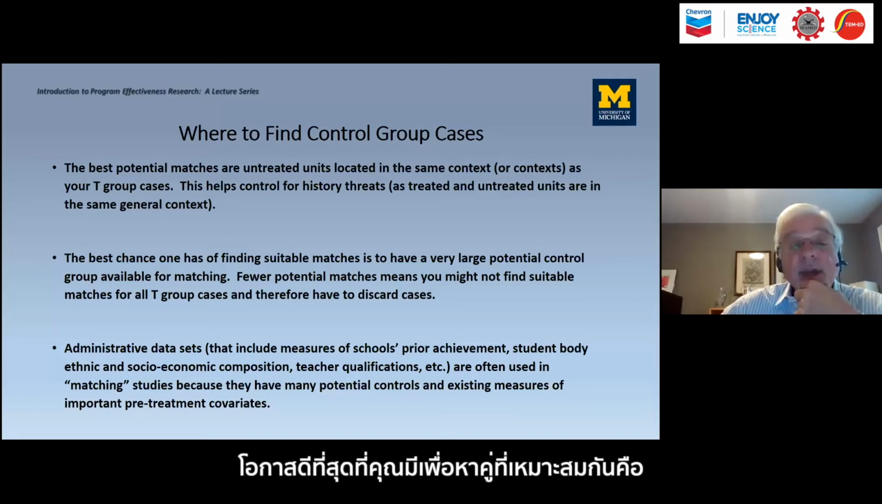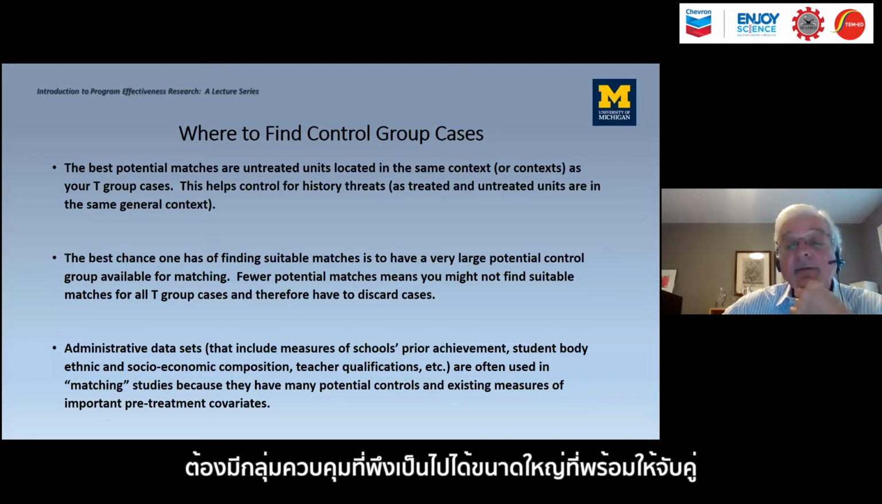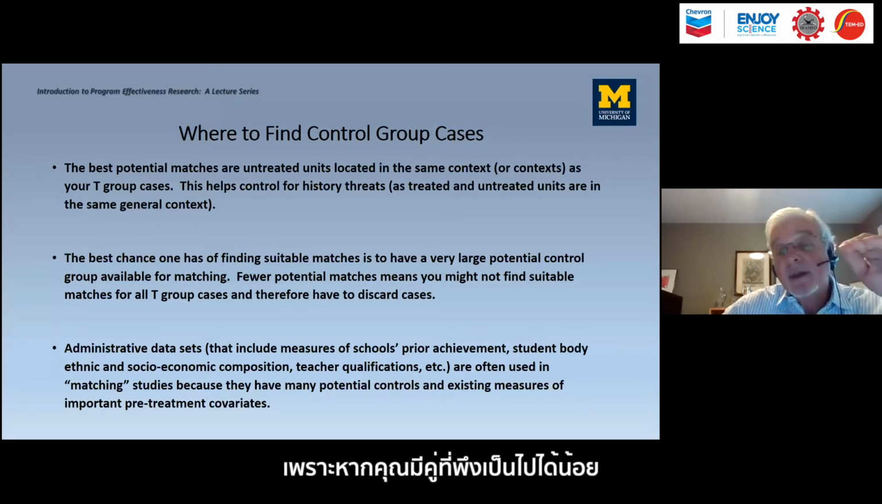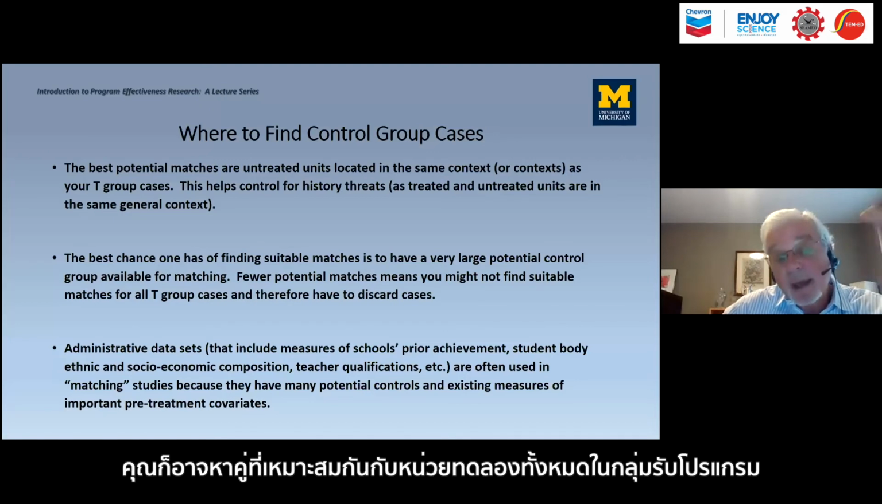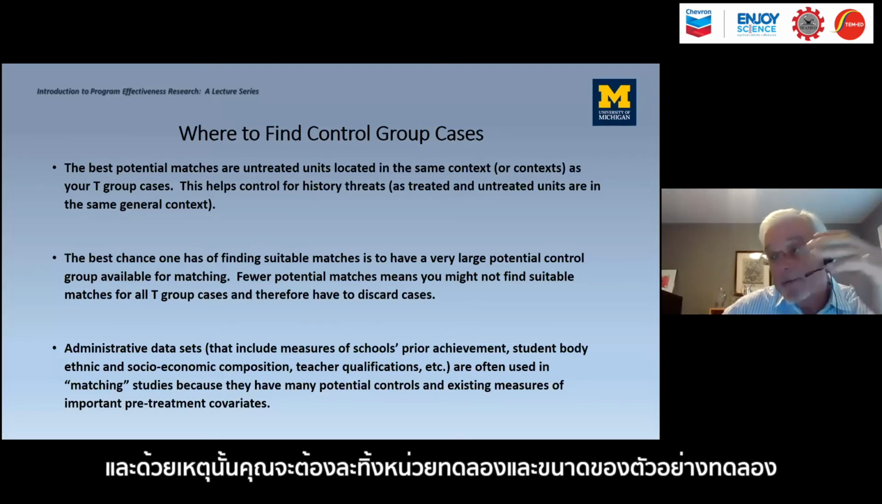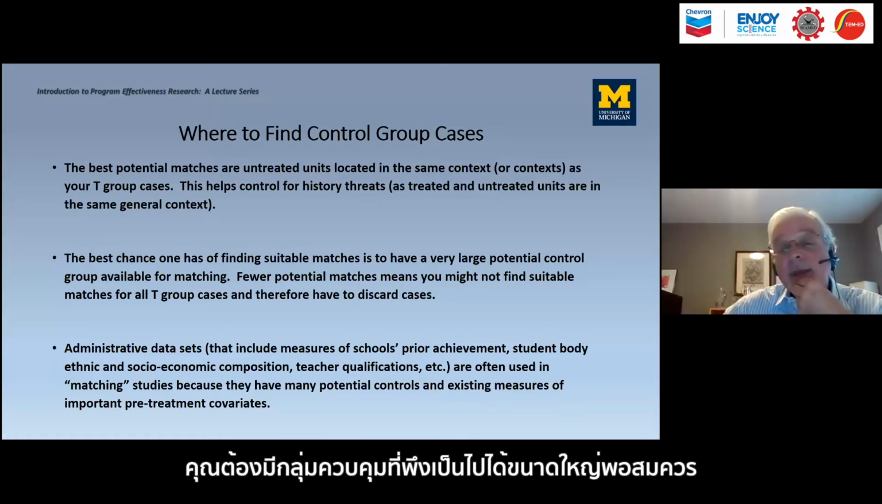So the best chance then you have of finding suitable matches is also to have a very large potential control group available for matching, because if you have fewer potential matches, you might not find suitable matches for all your treatment group cases, and therefore you'll have to discard cases, and now you start losing sample size. So you want to have a fairly large potential control group.